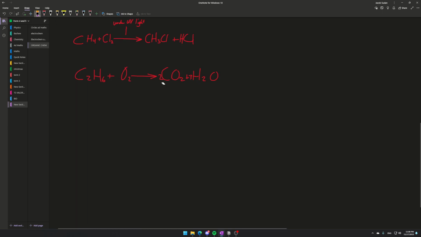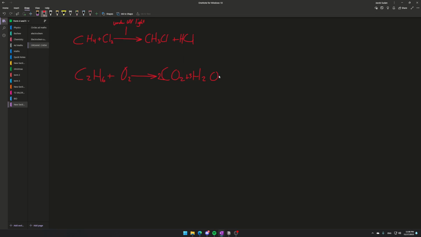Let me go over a tip right here. When you're balancing organic equations, balance the C first, then the H, and then the O. So let's balance the C's. We have 2 on this side and 2 on this side. So we put 2, then we balance the H. We have 2 on this side and 6 on this side. So we put the 3. And we have 2.